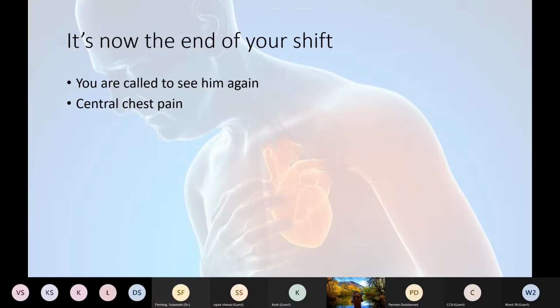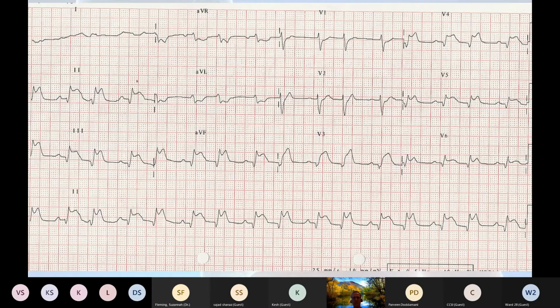Yeah, so repeat the ECG and look for signs of stent thrombosis. I couldn't have put that really better myself. So you repeat the ECG and this is what you see. In fact, the ECG is there waiting for you when you get to him because CCU know what they're doing. What do you think of that ECG?